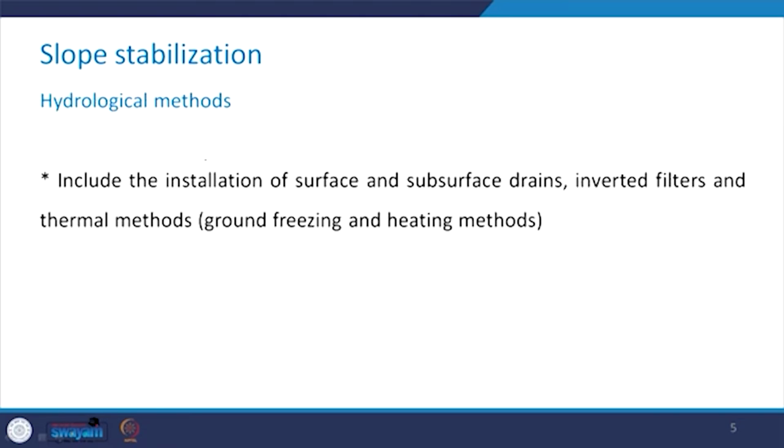The second one includes the installation of surface and subsurface drains, and these are called the hydrological methods. Inverted filters can also be provided, and thermal methods such as ground freezing and heating methods are also used in order to control the groundwater table in the field.